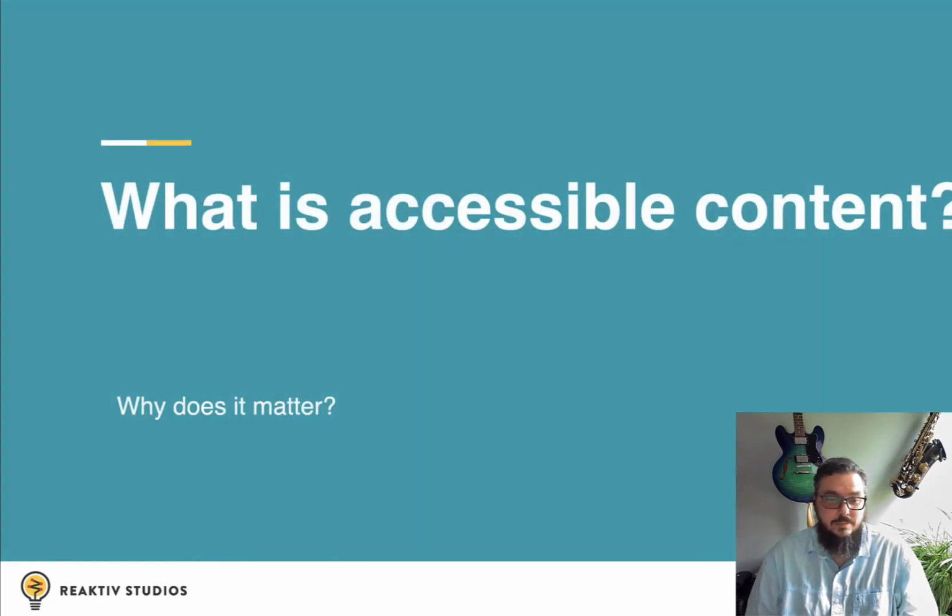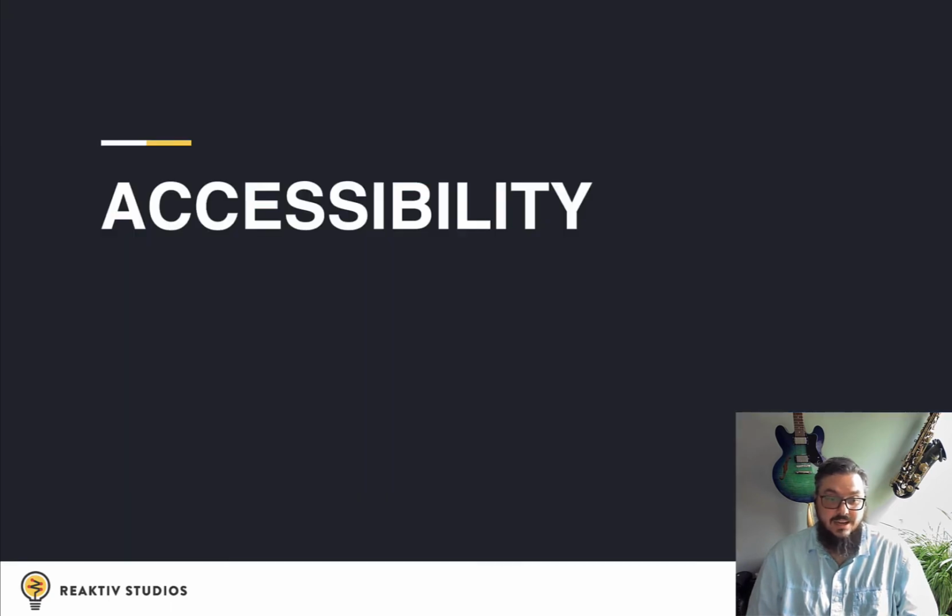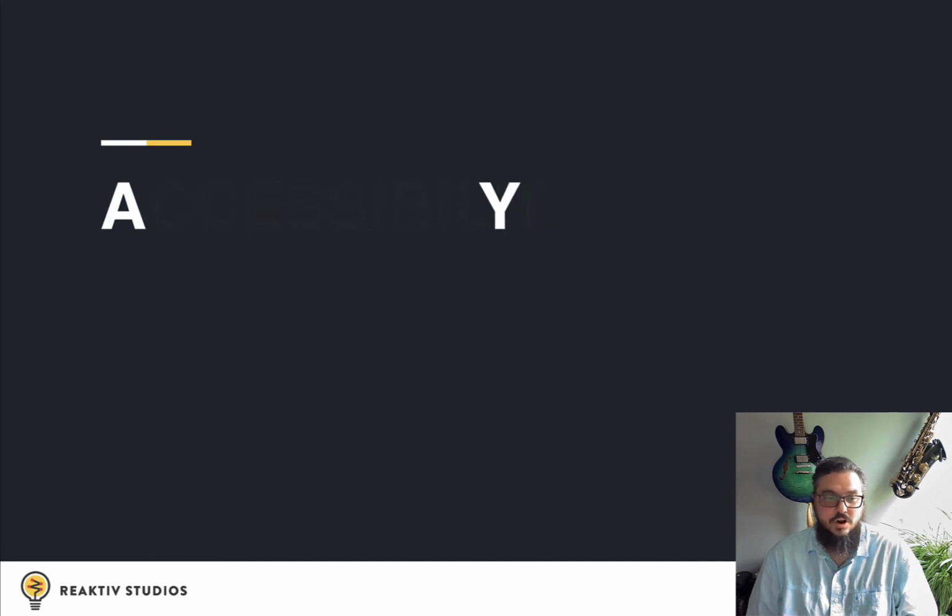Right off the bat, you might be asking, what is accessible content, or why does it matter? I'd like to address that first. Accessibility, or A11Y, is a concept that means making websites accessible or inclusive for all users regardless of their abilities. Bonus info: A11Y is just shorthand for accessibility. It's A for the first letter in accessibility, Y for the last letter, and the 11 is for the total number of letters in between.